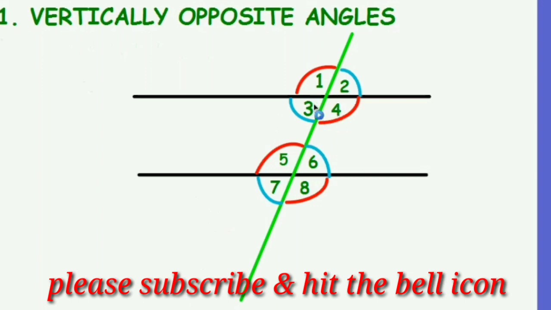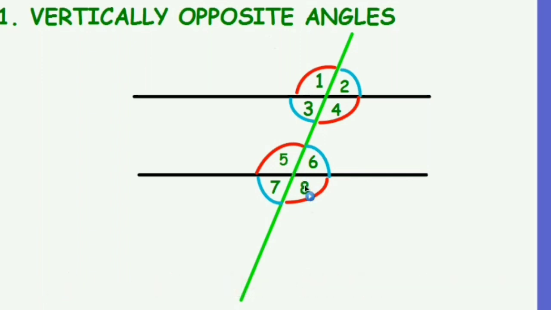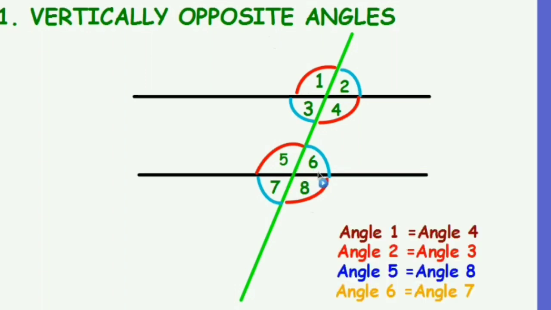Angle 2 and angle 3 are also opposite each other. That is vertically opposite angles. So vertically opposite angles are equal. That means we can say angle 1 equals angle 4, angle 3 equals angle 2. Now look here, in the same way angle 5 equals angle 8 and angle 6 equals angle 7. So these vertically opposite angles are also equal.